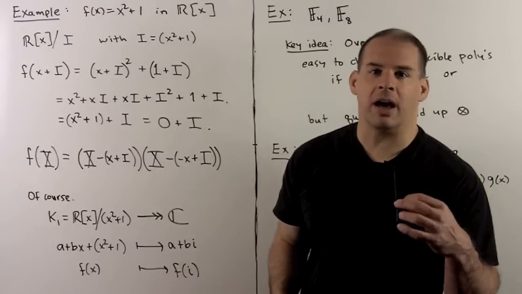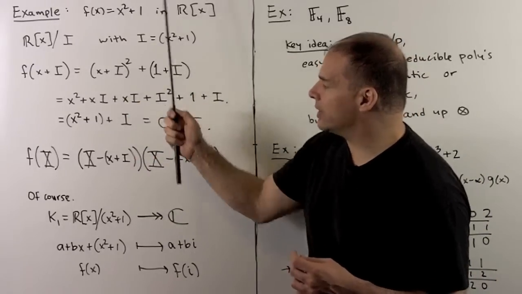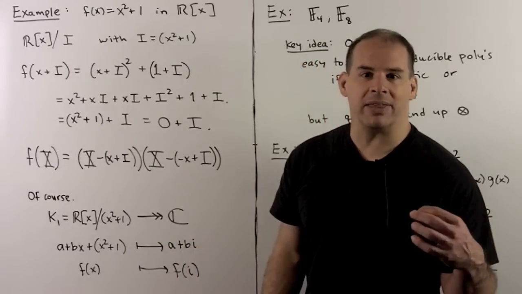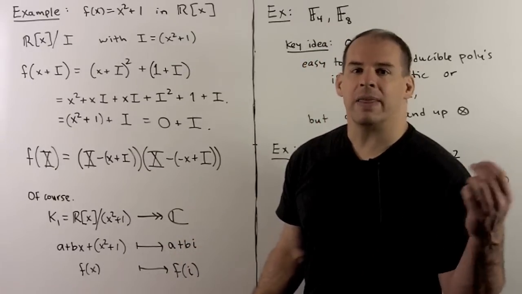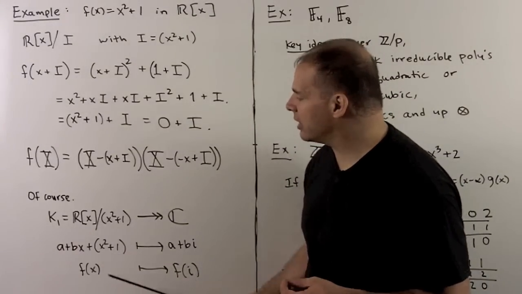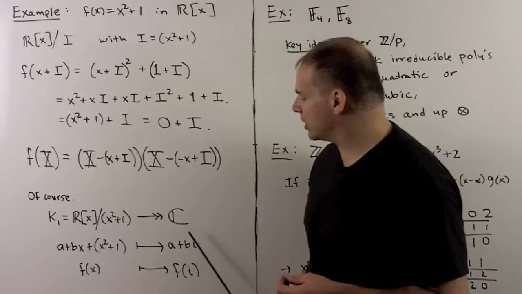We normally don't think of this scenario in this way. Instead we just think of take R adjoin x, mod out by the ideal x squared plus 1. That's going to go to the complex numbers just by evaluation at i. So we just send coset for a plus bx to a plus bi.